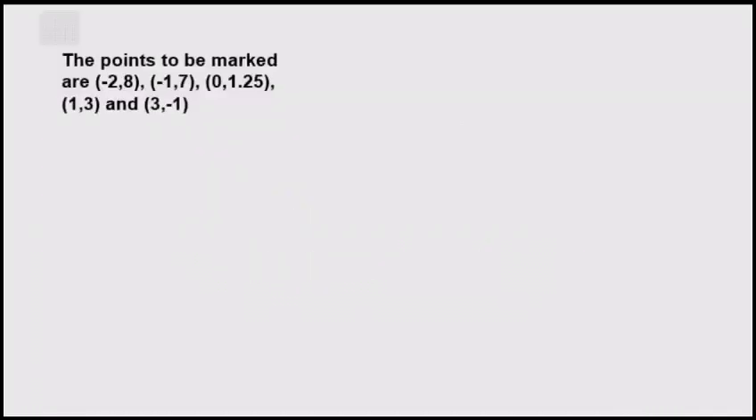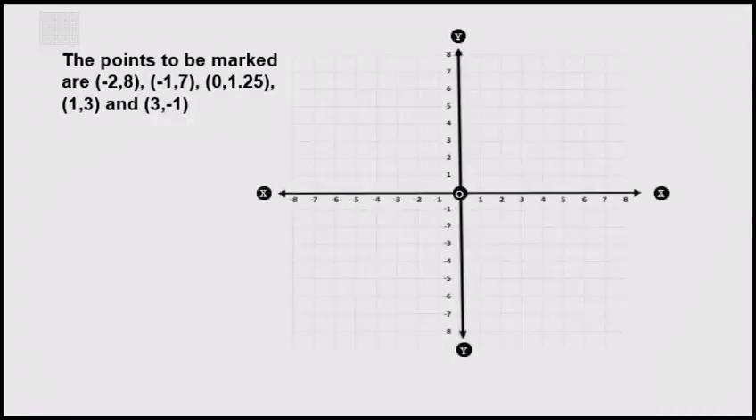Let's see how we can plot these points on a Cartesian plane. Here we have x and y axes with origin O. The first point to be plotted is (-2, 8). That means you have to find a point -2 units away from the y-axis and 8 units away from the x-axis. You can mark the point as A (-2, 8).